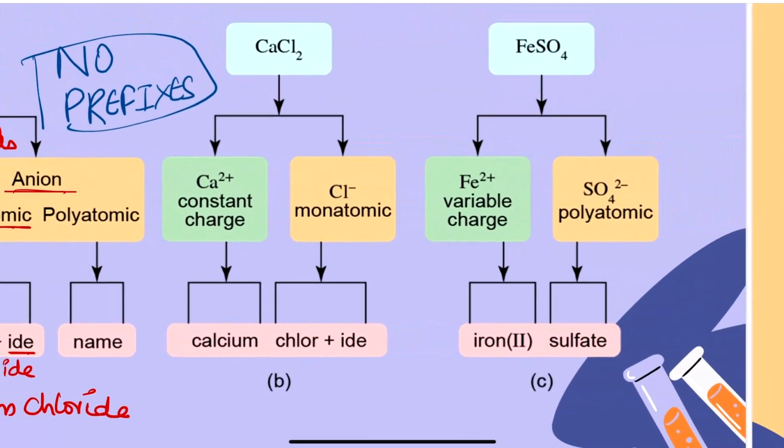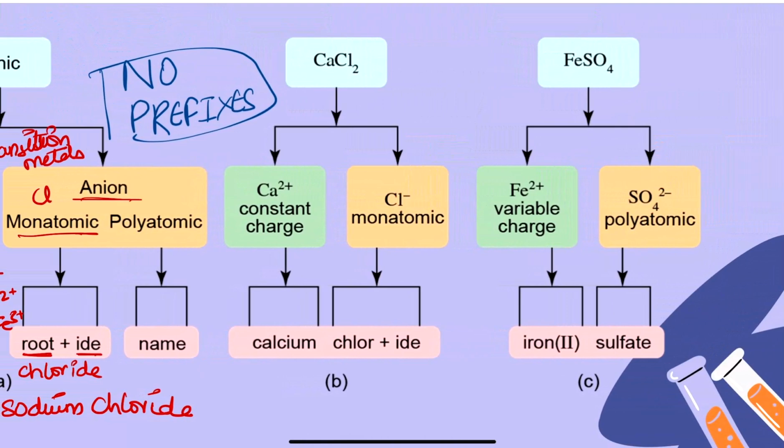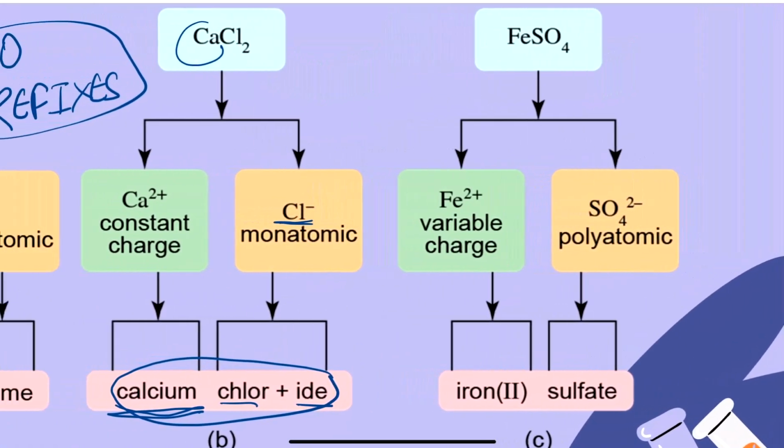Okay, let's look at examples here. So if I have calcium chloride, calcium is a group metal. It's in group 2. So I'm just going to write calcium. Chlorine is a monoatomic ion, so chloride. So it's calcium chloride. Whereas if you look at this example right here, I have iron and sulfate.